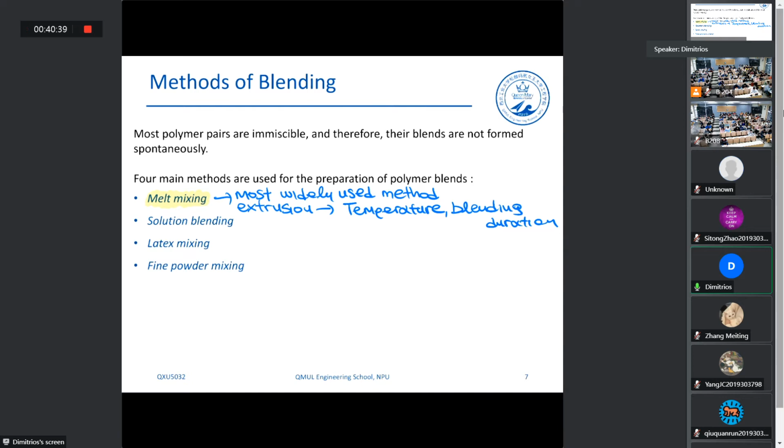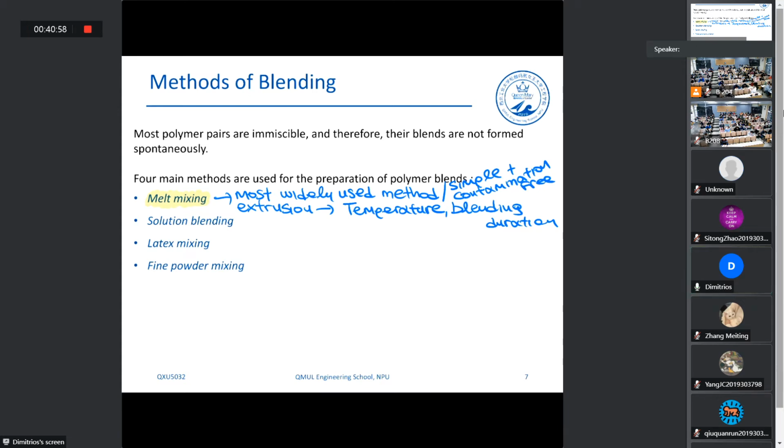It is the most widely used method because it is very simple and it's commonly contamination free, okay? Simple and contamination free.